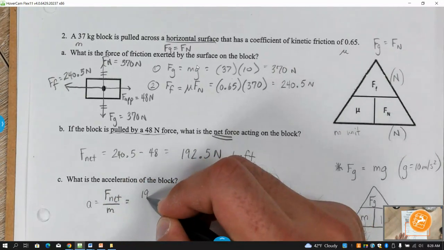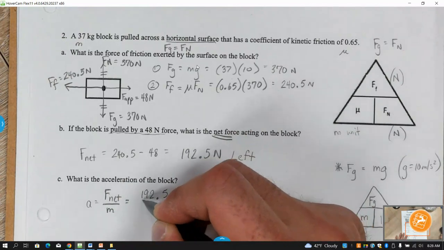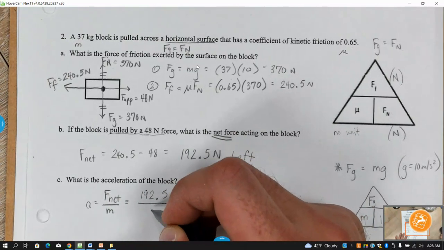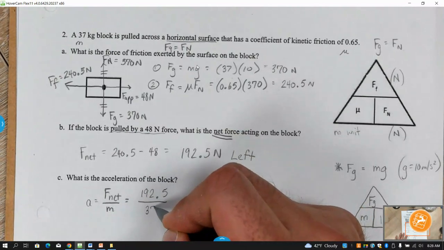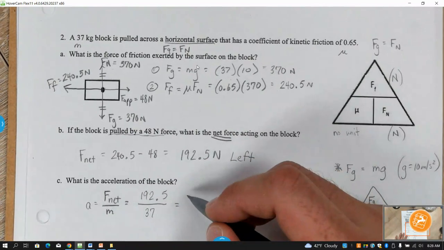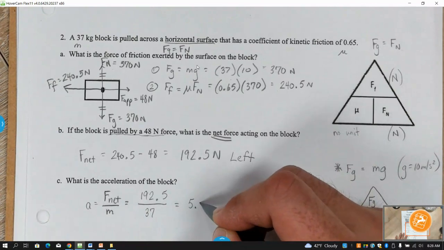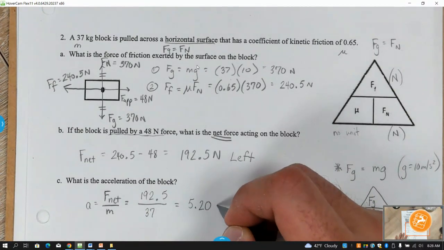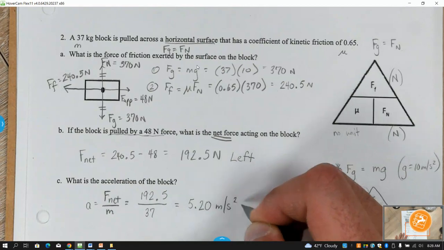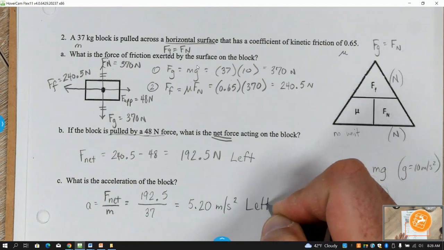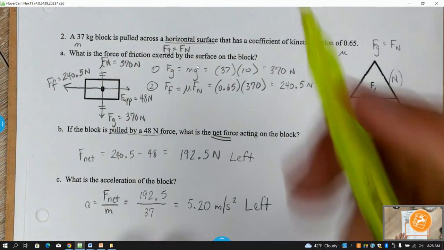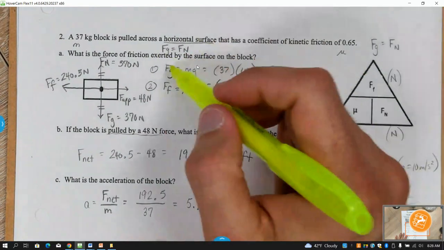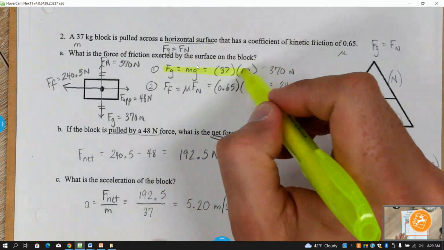And you're going to use this 192.5 over, what was my M again? 37. And we all should have come out with 5.20 meters per second squared left. And again, the points on this, writing the equation and work, 1 point.